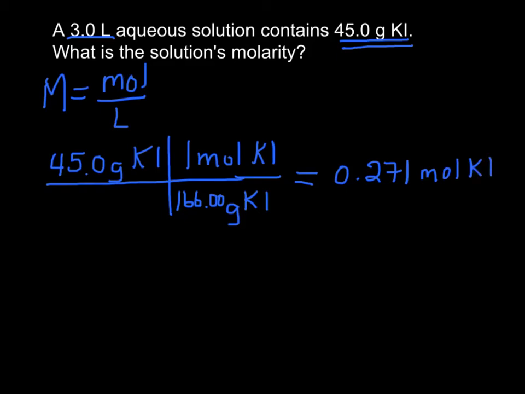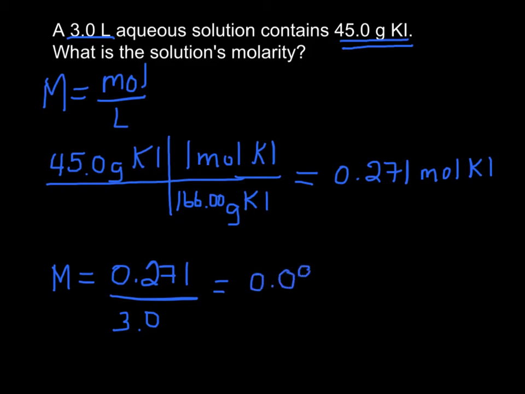And now we're ready to use our equation. Molarity equals moles over liters. So 0.271 divided by 3.0. Check your sig figs. We need 2. Molarity is 0.090, and you always have to have the capital M at the end. And there's your final answer.